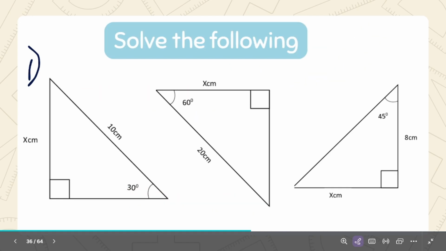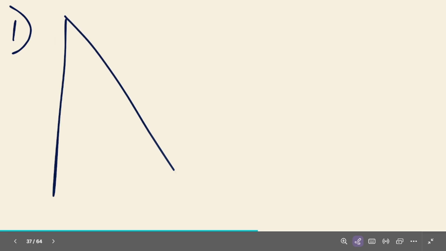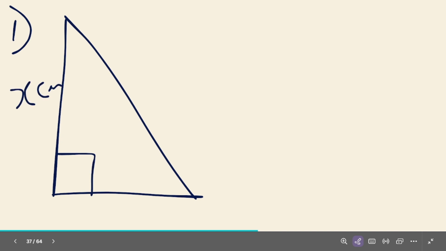This is question 1, this is question 2, this is question 3. You have to solve the following. Find the value of x in all 3 cases. So let's withdraw. The first question is, your right angle is here. This is x centimeter. This is 30 degree. This is 10 centimeter. So to label your sides, you start with your right angle.